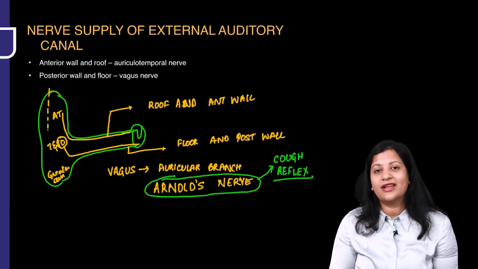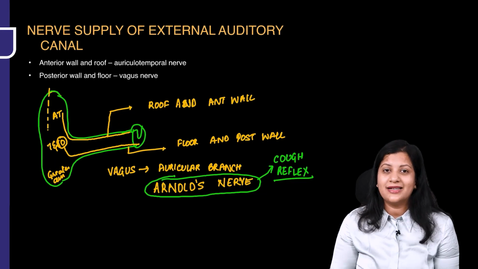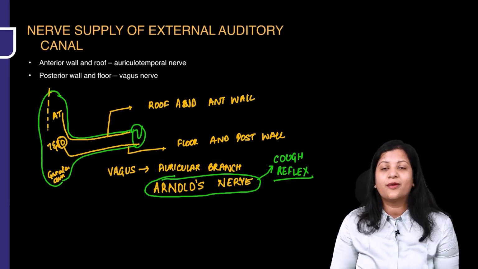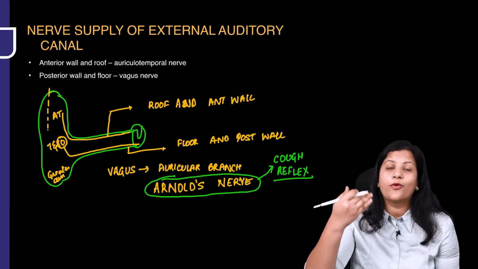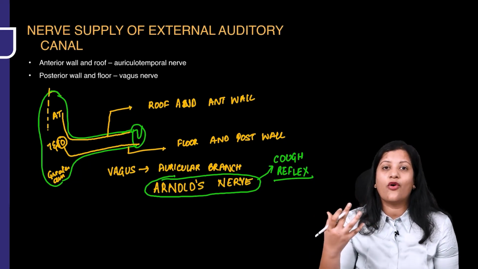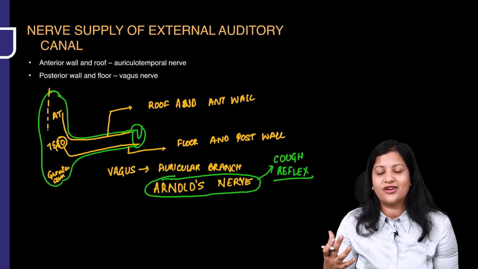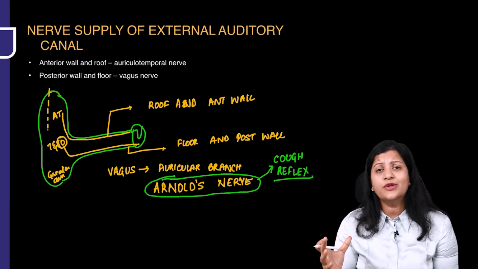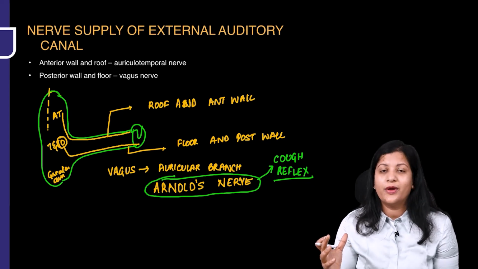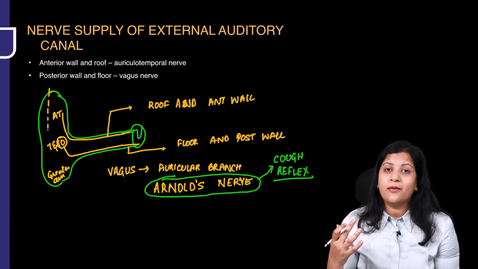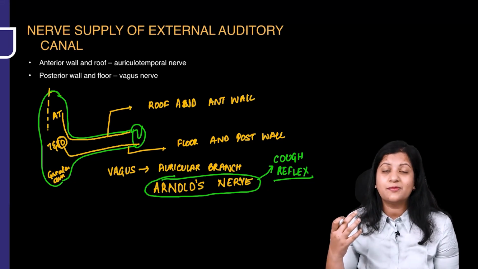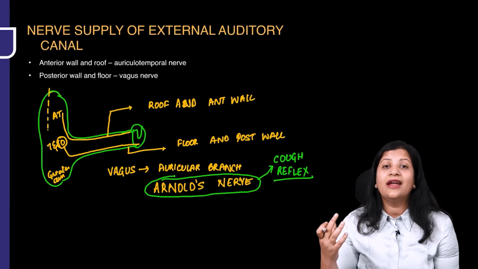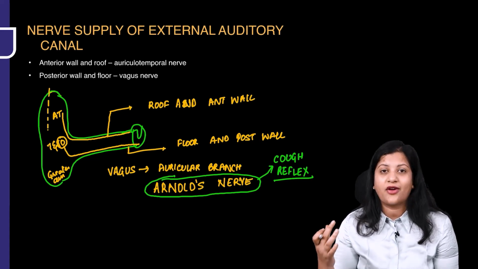There can be MCQs in your examination that a 50-year-old male presented to the ENT surgeon with complaints of decreased hearing. On examination, there was wax in the external auditory canal, and on probing or while removing the wax, the patient coughed. This reflex is mediated via which nerve? You should know that it is via Arnold's nerve. Also, there can be a vasovagal syncope, because we know that the vagus nerve, whenever stimulated, can cause a syncopal attack. So you can remember that when you're doing syringing, probing, or any procedure in the external auditory canal, especially involving the floor of the canal, it can precipitate a vasovagal attack or a syncope.